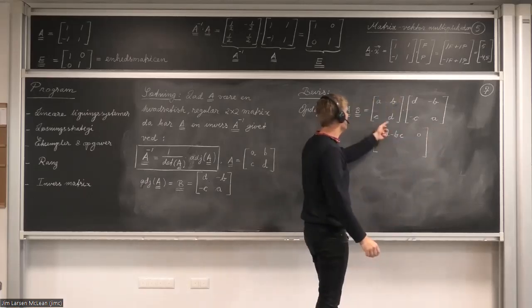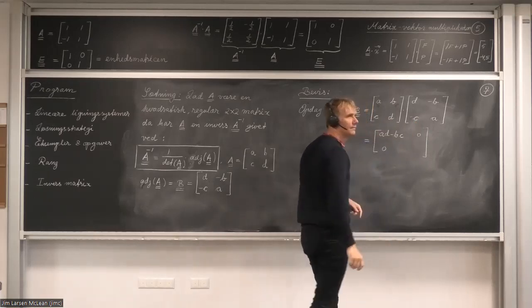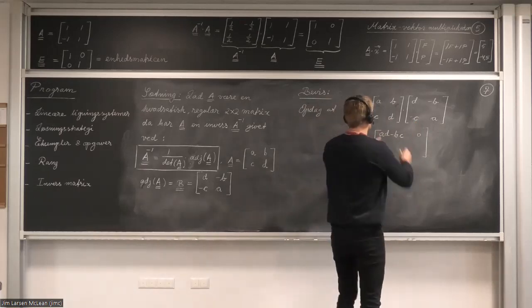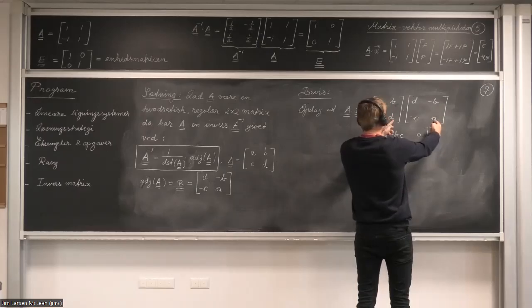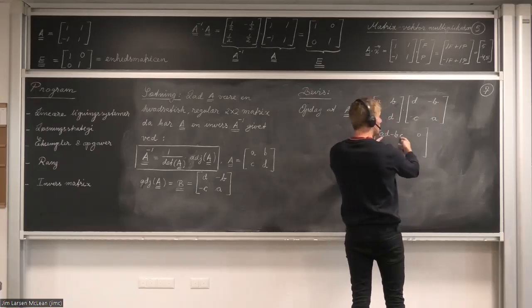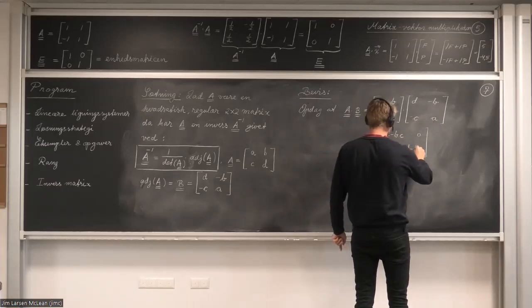Then we take the second row, first column, so we get this times that, which is CD, and this times that, which is minus CD. So it cancels out and gives 0. And finally, I take the second row, second column. So what does that give? It gives minus BC plus AD. I'll just rearrange it as AD minus BC, so it completely resembles that there, AD minus BC.